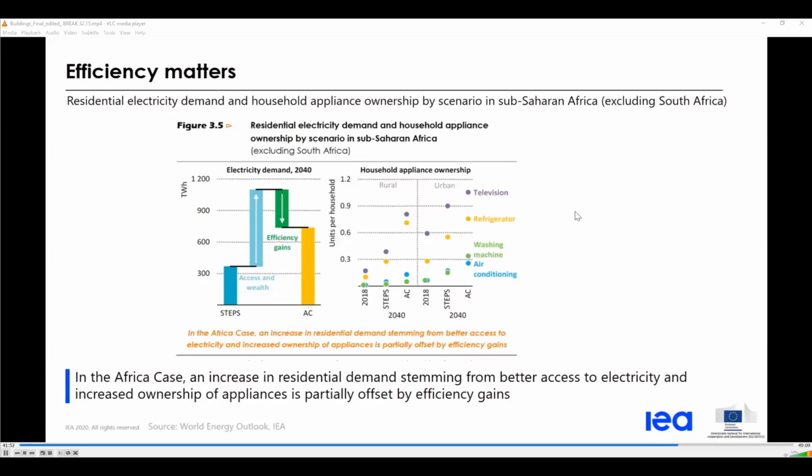If we look at the right-hand side of the figure, we can see the very important differences in the ownership variables for different types of appliances averaged across Africa. We can see that we have significant growth already in the STEPS, especially in appliances such as televisions and refrigerators, but also in air conditioners, although they do remain at a much lower base. However, if we look at the Africa case, then this growth in ownership really does explode. So obviously this is important. It's people getting access to services, but via the modelling, we understand that as we put in place more efficient technologies, thanks to policies, then we can limit the impact on energy systems of this increase in energy service demand.